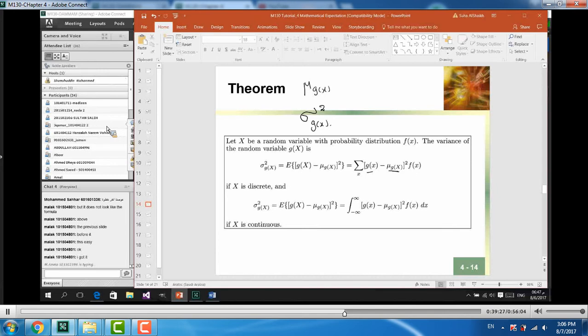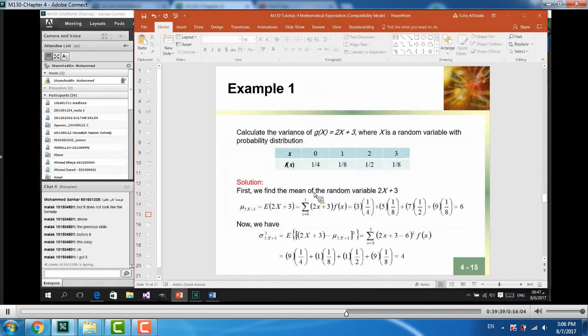Let's see an example here, and you will see that we have an easier way to find it. Put this example in your mind. We will do it again with an easier way at the end of the lecture. Calculate for me the variance of gx equal to 2x plus 3. This is my gx, where x is the random variable given by the table. They gave me the table. They want me to find the variance of this one, they mean sigma square of 2x plus 3.